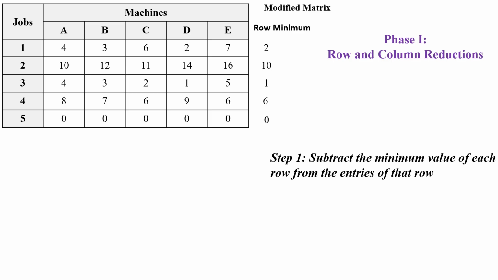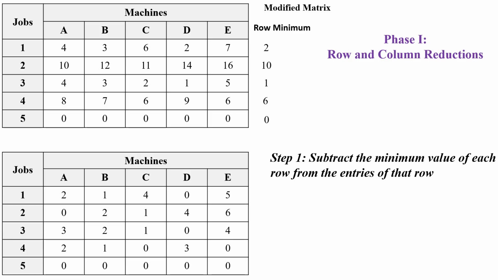For row 1, subtract the minimum value 2 from all the elements. Then the first row becomes 4 minus 2, it is 2. 3 minus 2, 1. 6 minus 2, 4. 2 minus 2, 0. 7 minus 2, 5. Then subtract the minimum value 10 from the second row. Then the second row becomes 10 minus 10, 0. 12 minus 10, 2. 11 minus 10, 1. 14 minus 10, 4. 16 minus 10, 6.